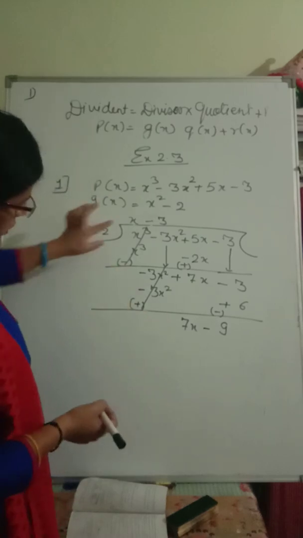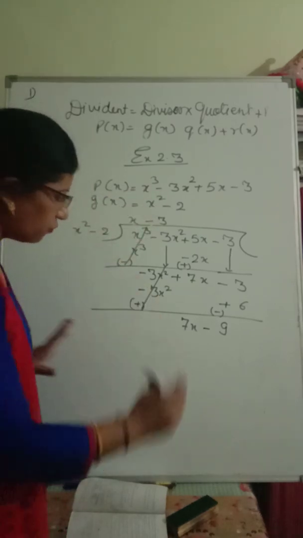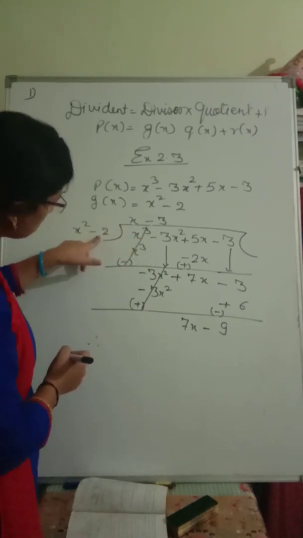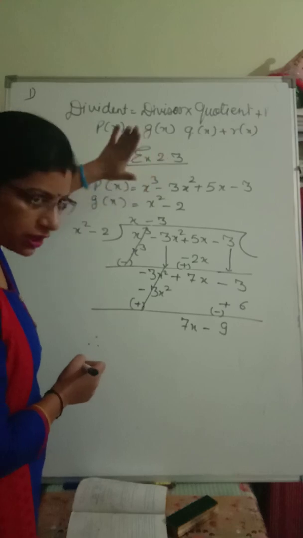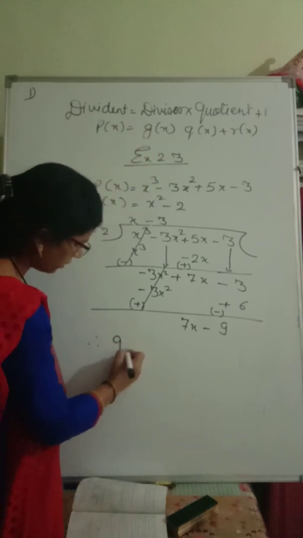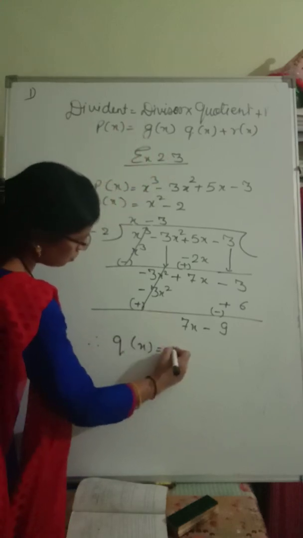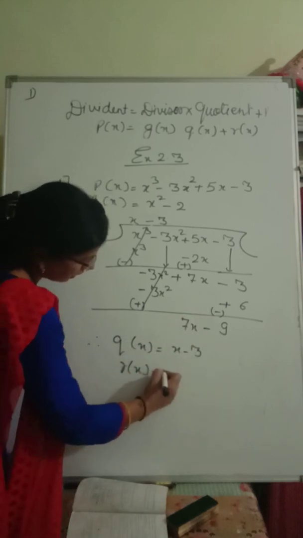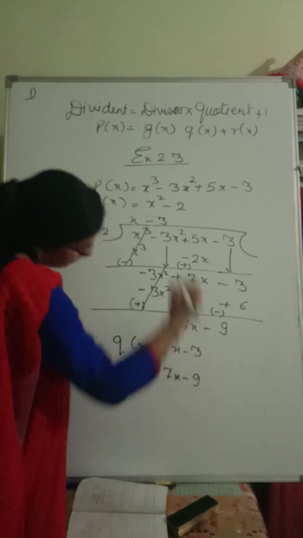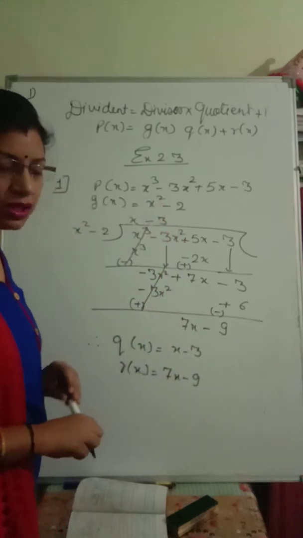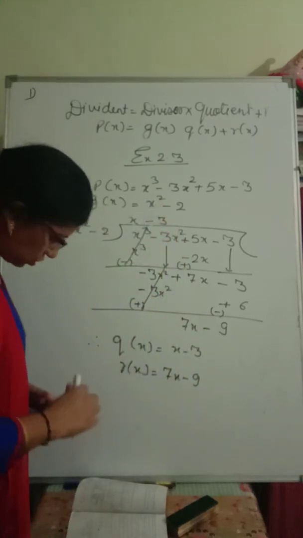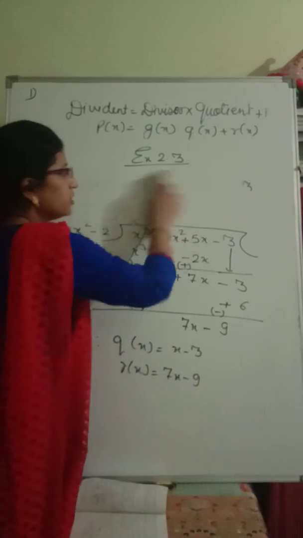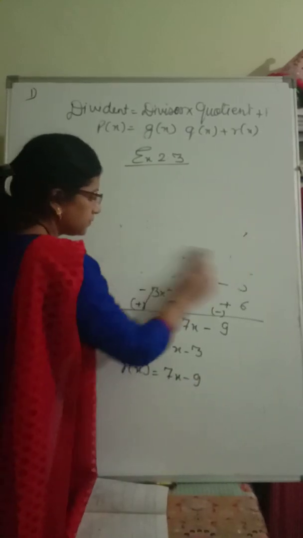So the remainder is 7x minus 9, and the quotient is x minus 3. Therefore, the dividend is this and the divisor is this. Now we have to find the quotient and remainder. Our quotient Q of x is equal to x minus 3, and our remainder R of x is 7x minus 9. Like this we have to do a question. Let us do one more part, the second part of this first question.